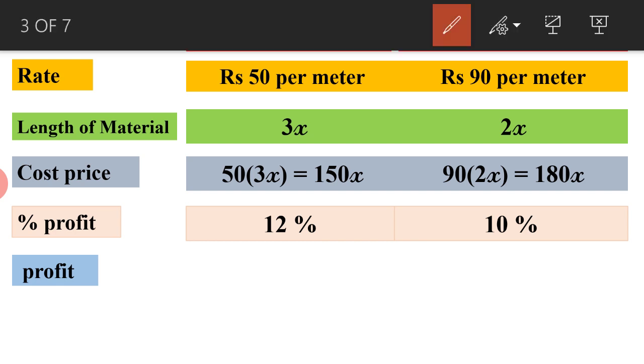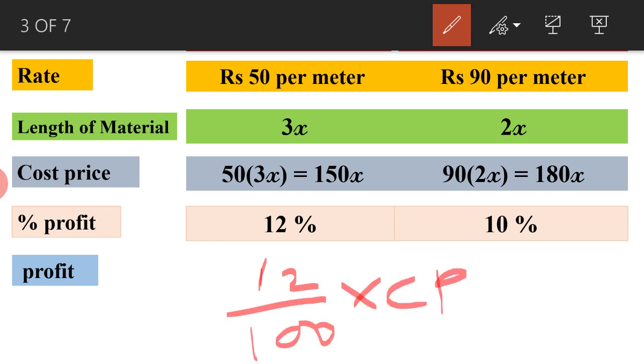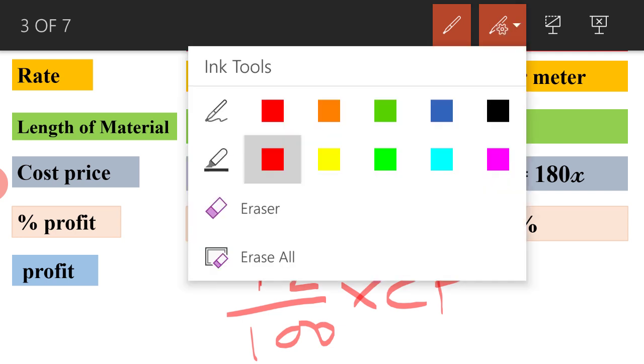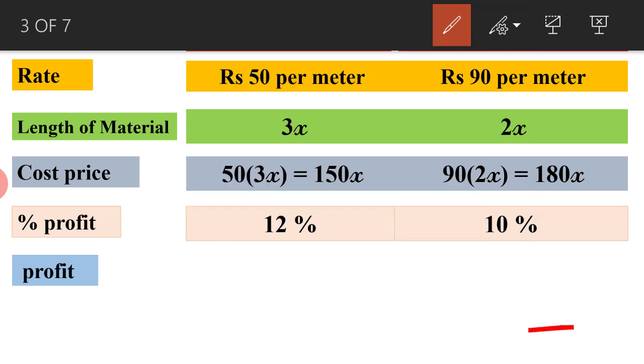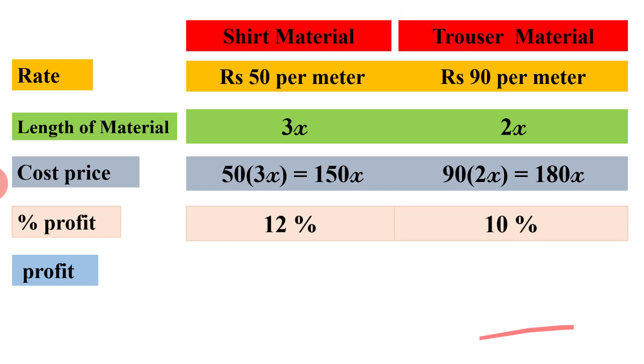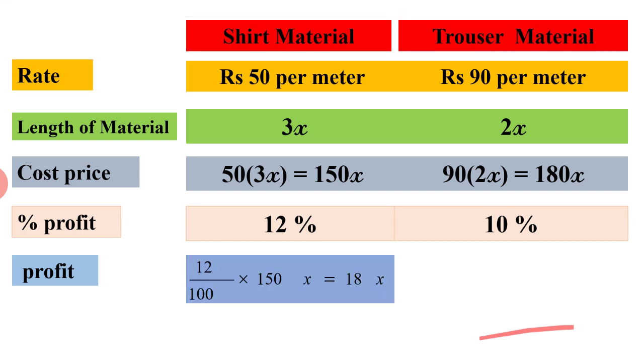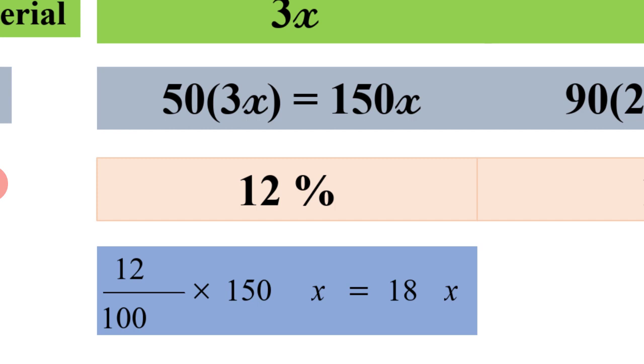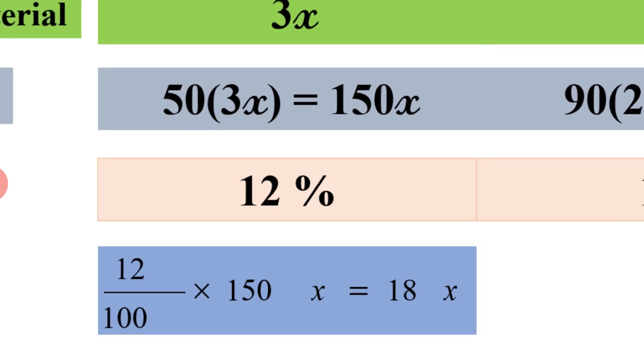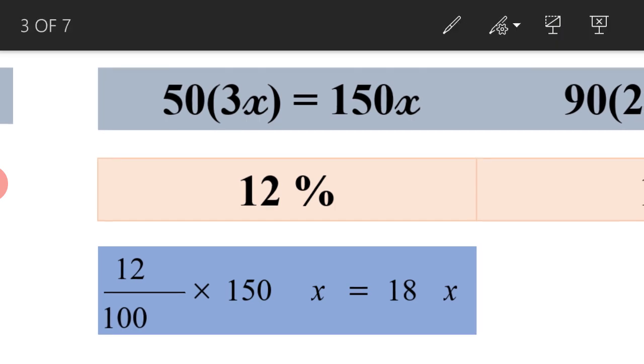It is 12 upon 100 into CP. What is CP? That is cost price. Why 12 upon 100? Because it is a percentage, 12%. So 12 upon 100 into cost price, that is the formula for calculating actual profit. So the profit will be 12 upon 100 into 150x. Now you do the calculation. You can do it easily.